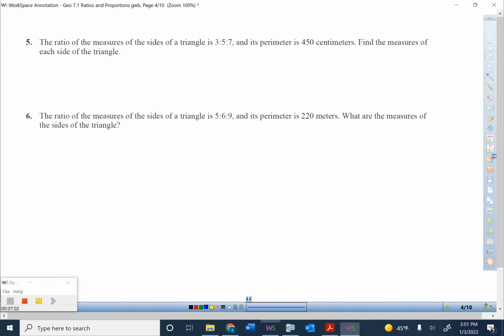We can also use these ratios to determine in shapes what values could mean, so either the sides or the angles. So that's what we're working with on these next few here. It says the ratio of the measures of the sides of a triangle is 3, 5, 7, and its perimeter is 450 centimeters. Find the measure of each side of the triangle.